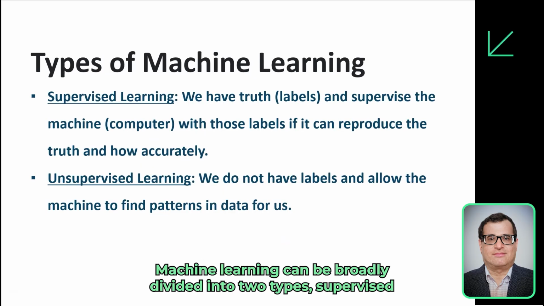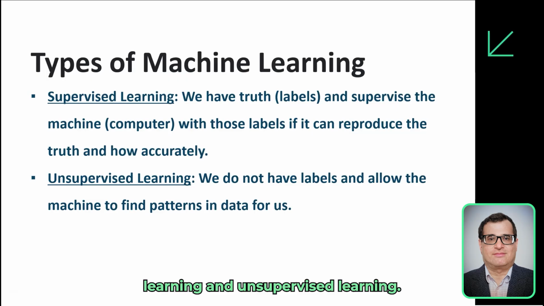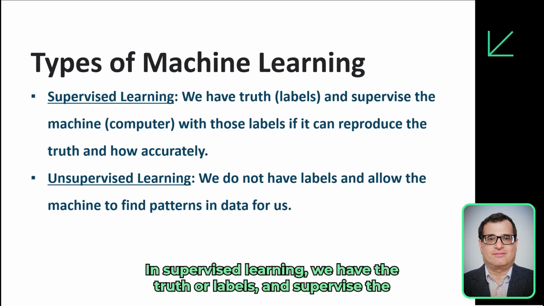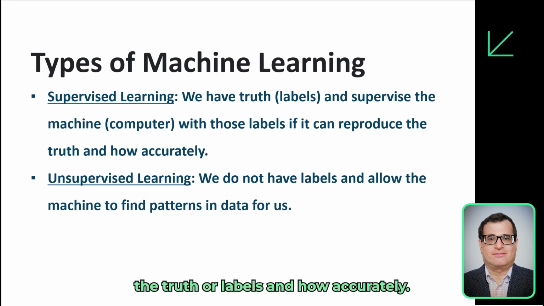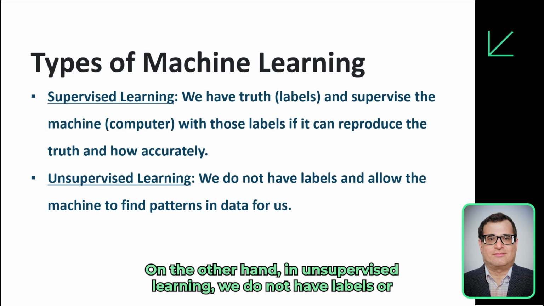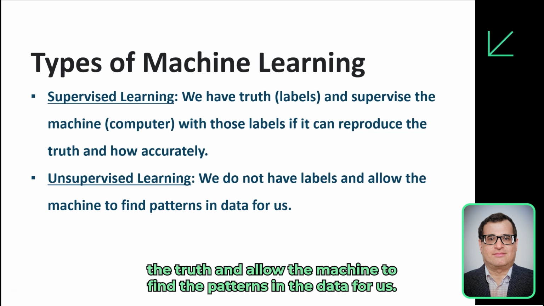Machine learning can be broadly divided into two types, supervised learning and unsupervised learning. In supervised learning, we have the truth or labels and supervise the machine or the computer with those labels if the machine can reproduce the truth or labels and how accurately. On the other hand, in unsupervised learning, we do not have labels or the truth and allow the machine to find the patterns in the data for us.